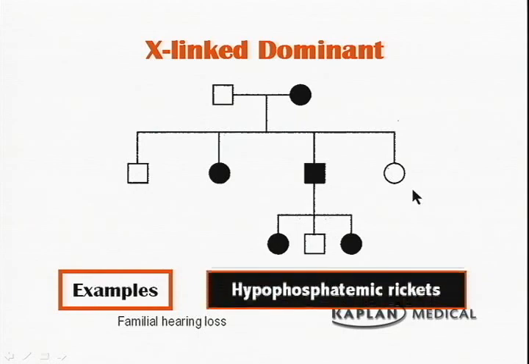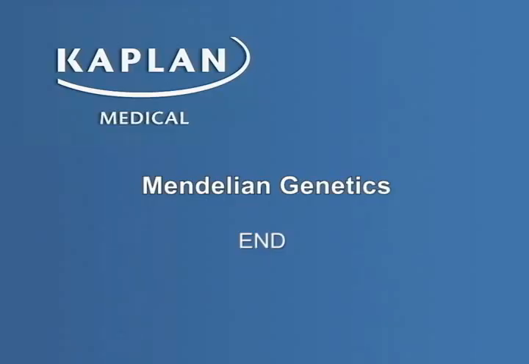Examples of this are hypophosphatemic rickets, and many of these X-linked dominant disorders are lethal. And so those who would potentially pass it on to their children will die before they reach childbearing years. But this is your X-linked dominant. All right, we leave Mendelian disorders.